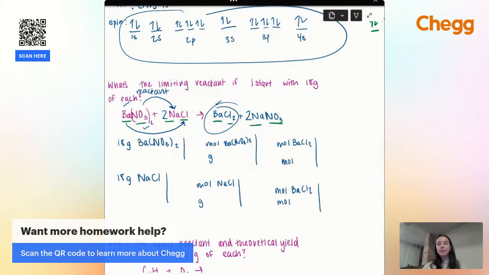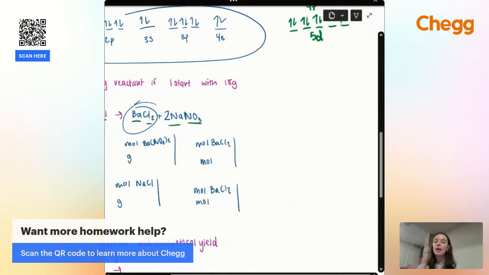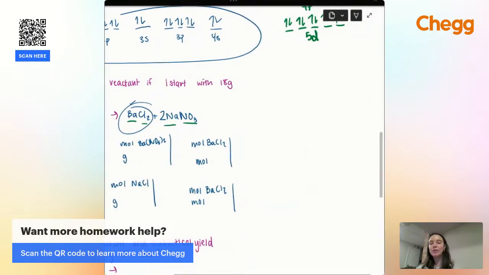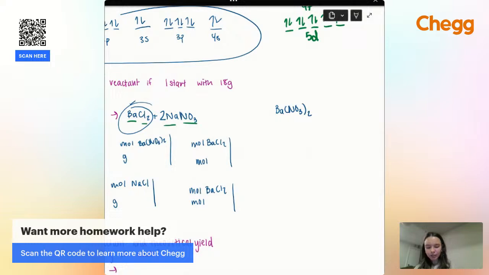So first, I'm going to need my grams to moles of BaNO32 and grams to moles of NaCl. So I am going to look at the periodic table for that information. So I'd go to BaNO32, pull up my periodic table. First, I would write out how much of each element I have. So 2 N's, 6 O's, and 2 Ba's.